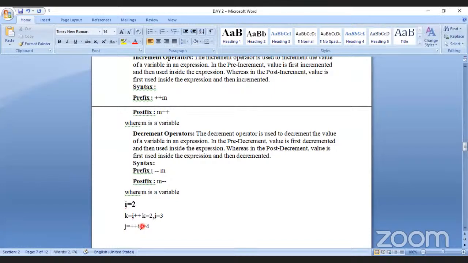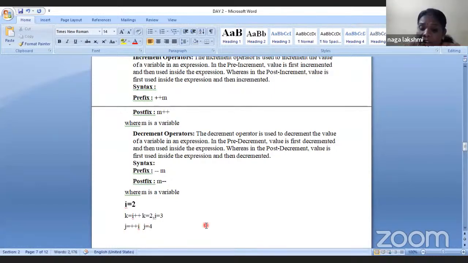Pre-increment, ma'am. Yes, that is the difference you have to find out, girls, because first it will increment. Now the I value is 3. After displaying, immediately it is going to increment its value, and I has become 3. Now plus plus I means 3 plus 1. Immediately it is going to take 3 plus 1. Now the j value becomes 4. Is there any doubt here?